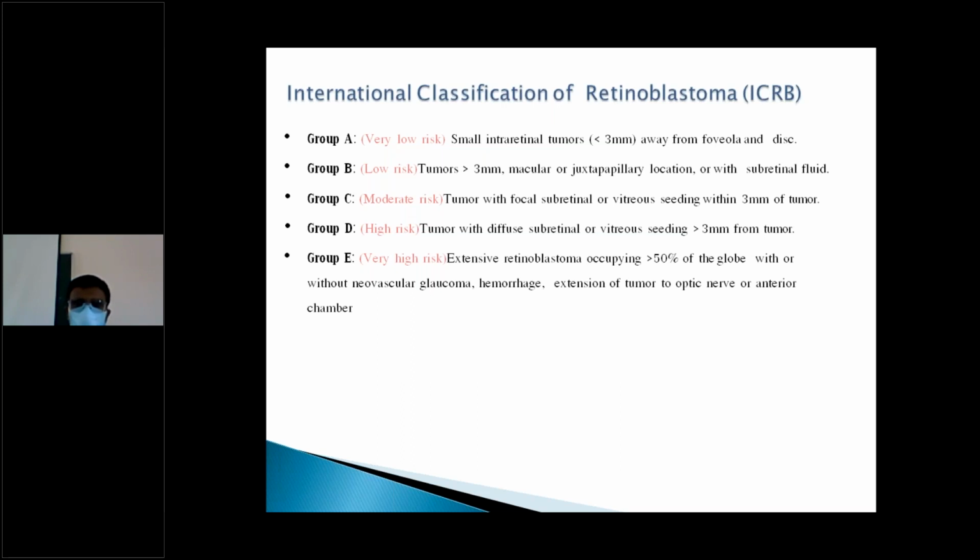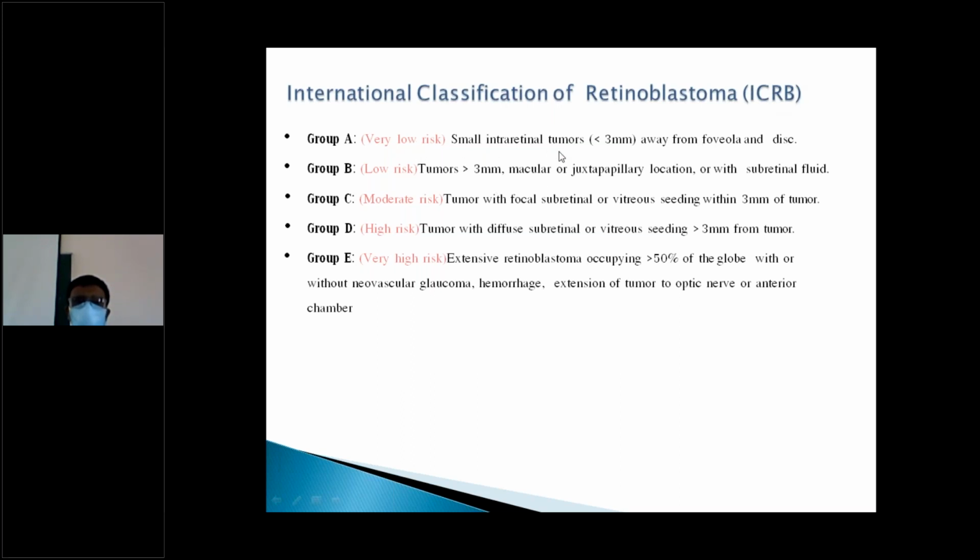Group A, very high risk, because the tumor is occupying more than 50% of the globe. It is causing hemorrhage. It is causing extension to the optic nerve, sometimes beyond the optic nerve, even intracranial extension. It can cause hypopyon or hemorrhage. This is group A, very high risk. Group B has very high risk. This is the international classification of retinoblastoma.